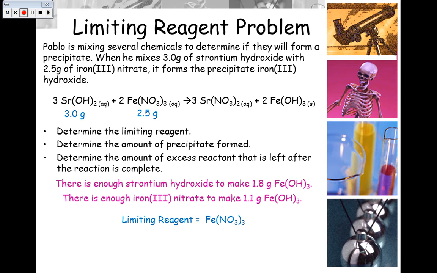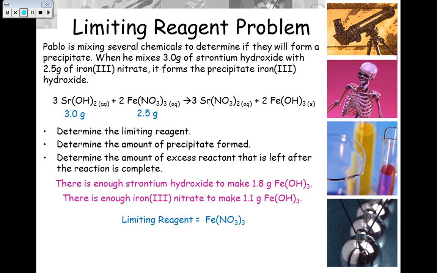Now, last part of the question is asking, once we figure out what the limiting reactant is, I want you to find out how much of the excess reactant is left over. So let's just recap. Limiting reactant is iron nitrate. So that makes which one the excess reactant?